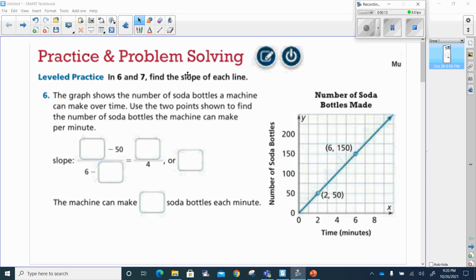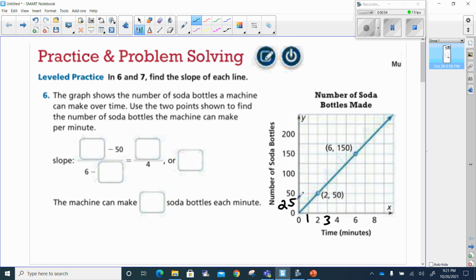In 6 and 7, find the slope of each line. It says here, the graph shows the number of soda bottles a machine can make over time. Use the 2 points shown to find the number of soda bottles the machine can make per minute. So each one of these is going to be 1 minute, right? Because this is 2, so that must be 1, and this must be 3, and so on, right? Every one of these is 1. And it looks like every minute that goes by, well, if this is 50, and it's 2, if 2 is made in 50, then 1, we can assume then makes 25, right? In 1 minute, they'll make 25.